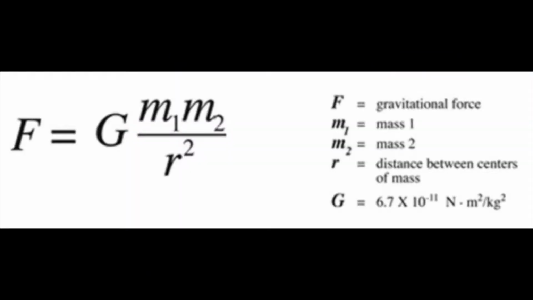Within this formula, F stands for force in newtons, G stands for the universal gravitational constant, and this is, within this formula, 6.67 times 10 to the power of negative 11, and r stands for the distance between the two centers of the two objects, and m1 and m2 stand for the mass of each object.